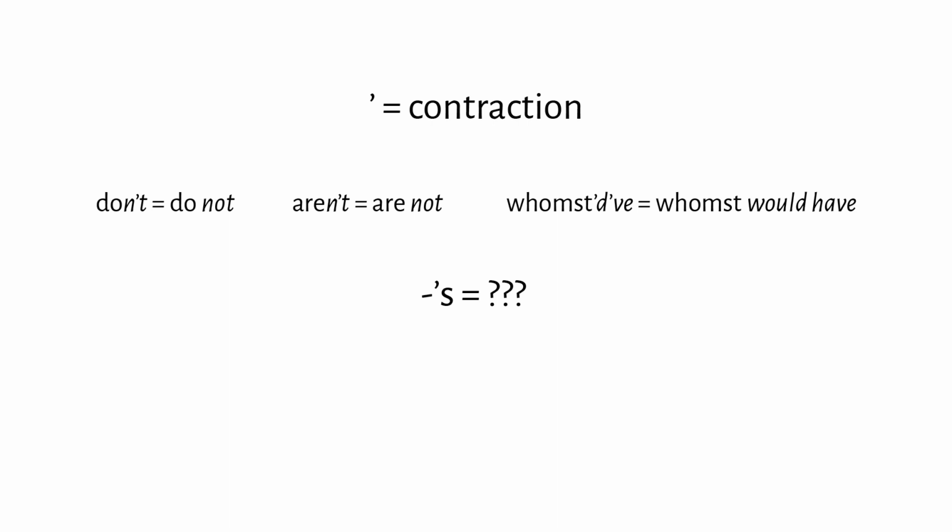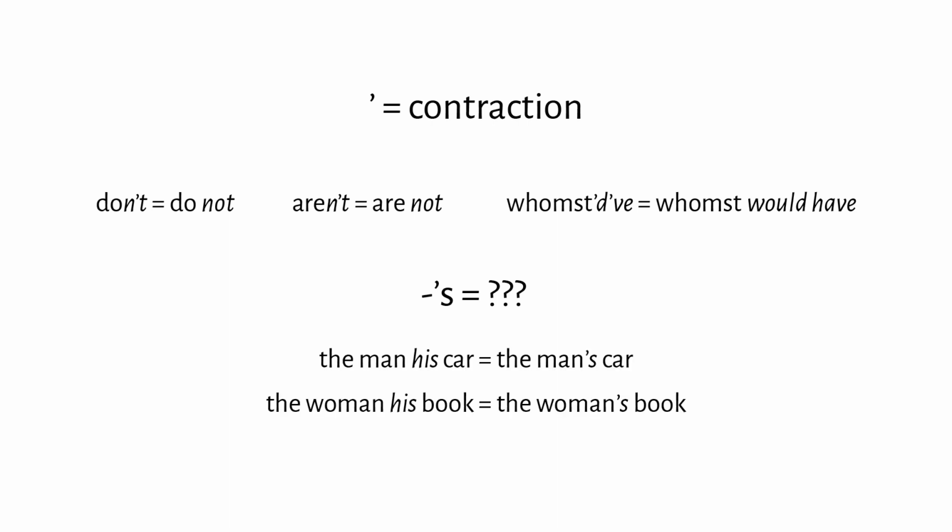I know the full forms of all the contractions I see intuitively, but no matter how hard I tried, I couldn't figure out the full form of apostrophe s. So I asked my teacher one day and learned that it is from a historical construction from Middle and Early Modern English of using his to mark possession. So the man, his car, becomes the man's car, the woman, his book, becomes the woman's book, and I just kind of took that as an answer.